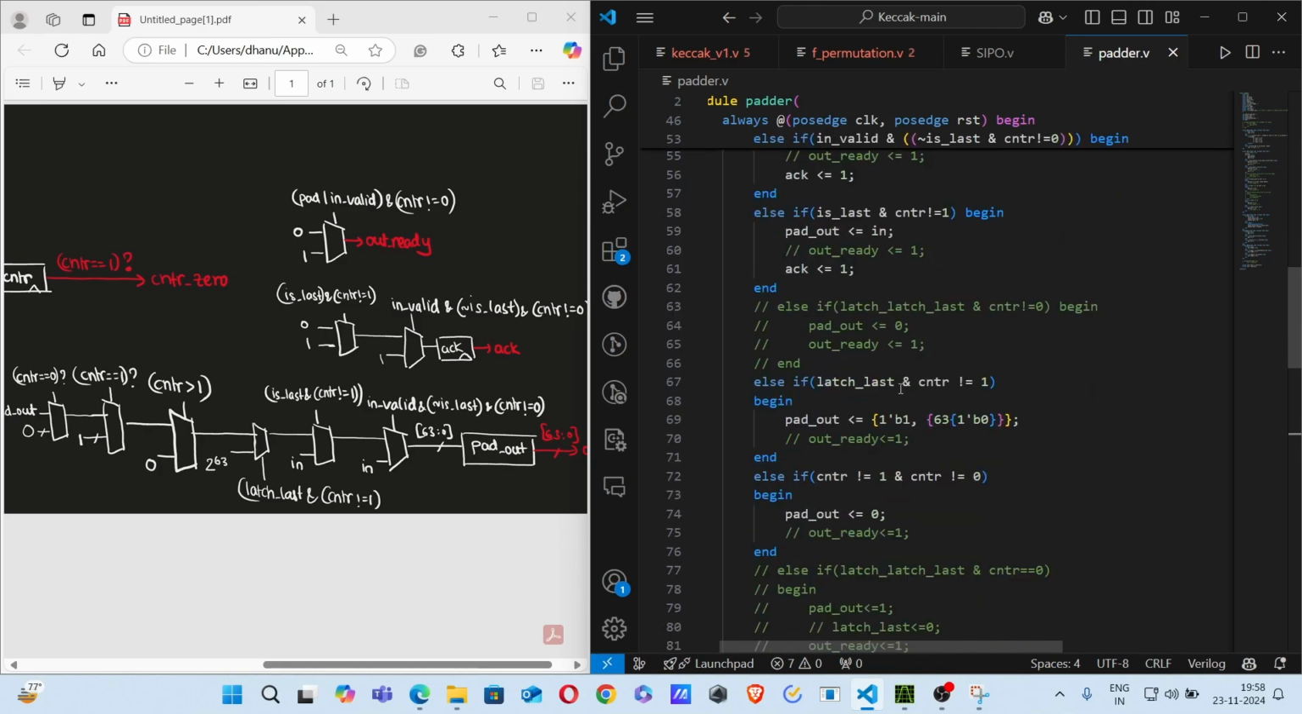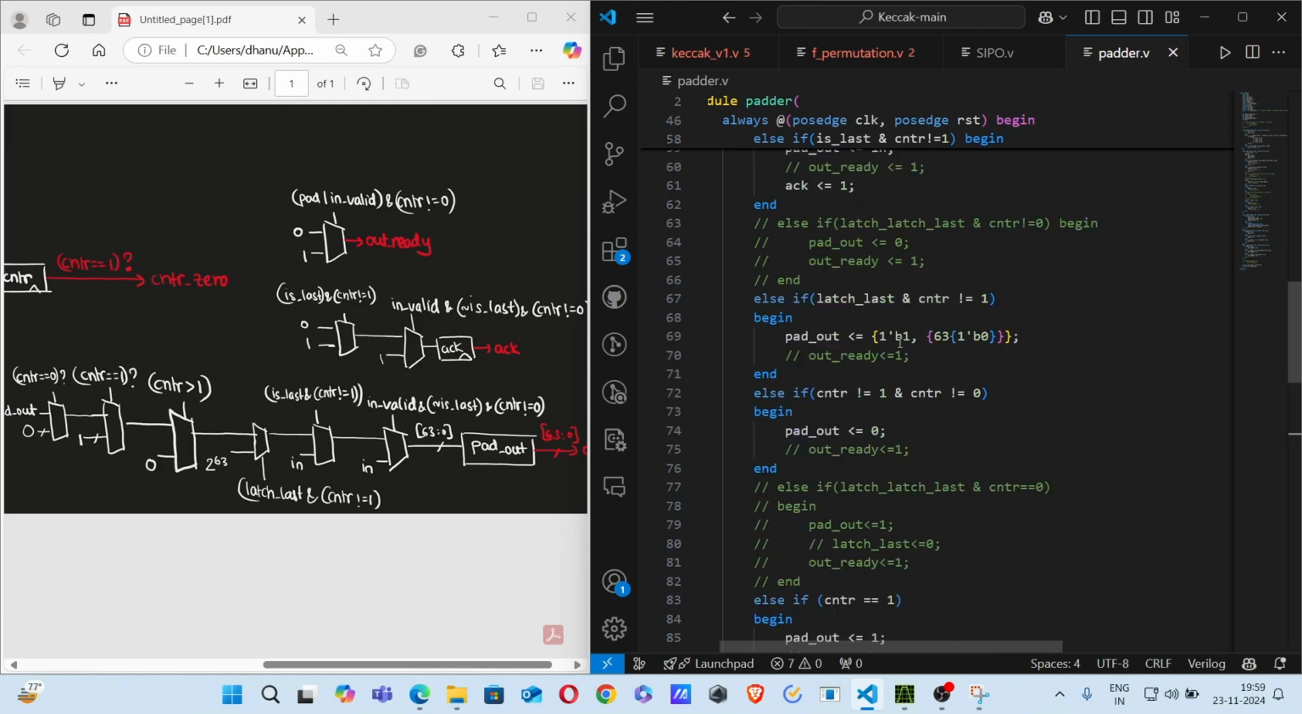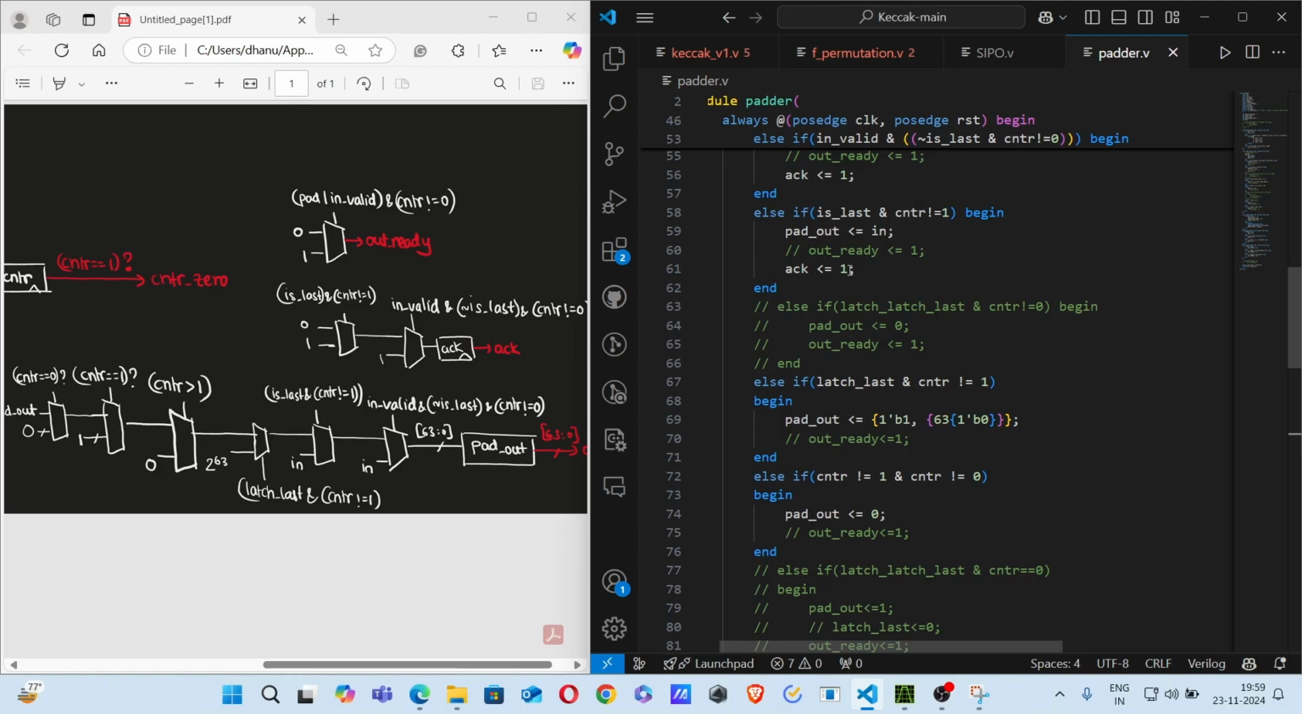And counter not equal to 1, which means that the inputs have been exhausted, but the required number of bits for the algorithm have not yet been met. So then padding is done. Initially, 1 followed by 63 zeros, which is 2 power 63, is outputted to pad out. Here we do not have to acknowledge any input module because there are no more bits from it.